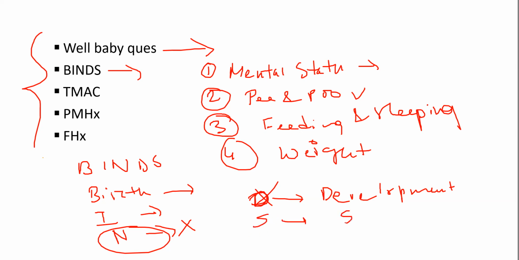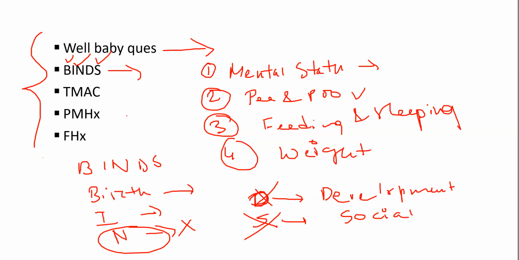And then S for social support. So social history or any kind of familial support. Social history is also not very important in this particular cluster. So under BINDS, we will always ask what is relevant. For this cluster, birth history, immunization history, and development history are the most important ones.